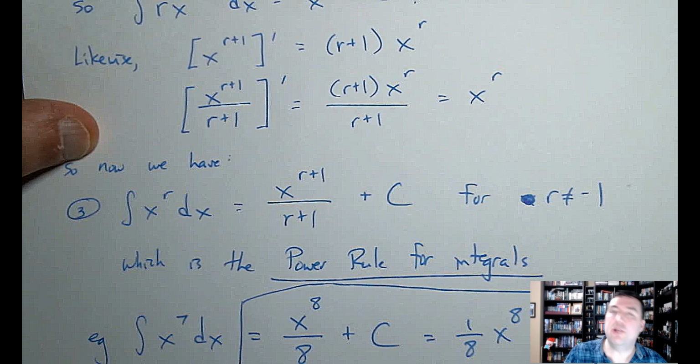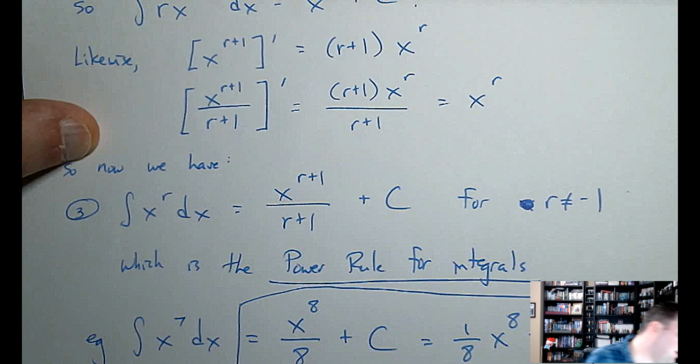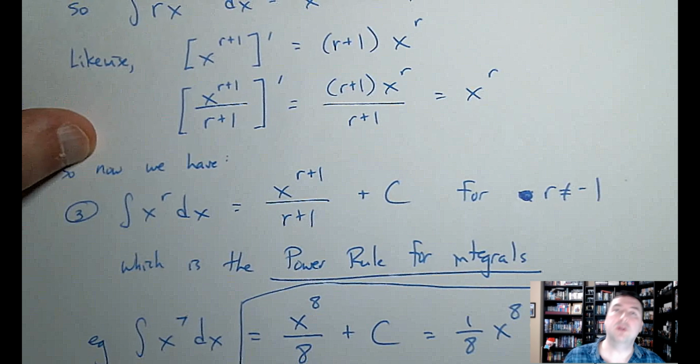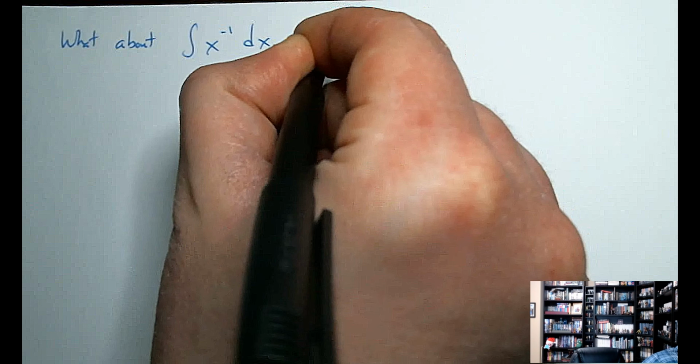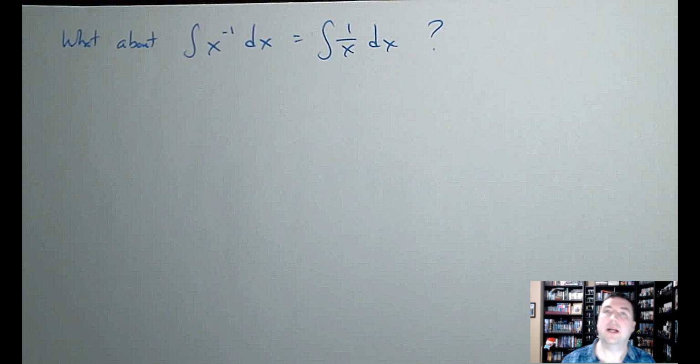Well, the nice thing is that that's only one specific function. If r is -1, that's in fact exactly the situation where we're integrating x to the power of -1, or in other words, 1 over x. And do we know any functions whose derivative is 1 over x? Yeah, absolutely we do. We saw that in Math 1000 as well. So what about x to the -1? Or in other words, the integral of 1 over x.